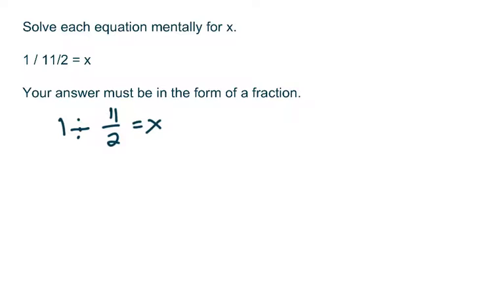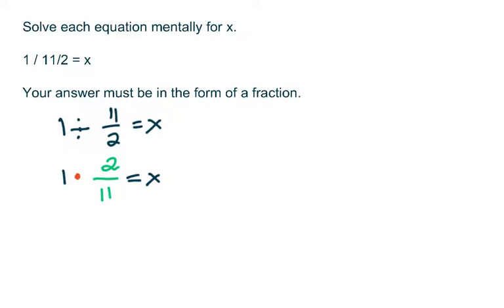So I know that when I'm dividing by a fraction, the process that I use is I replace the division with multiplication and I multiply by the reciprocal. So reciprocal is when you take the numerator and write it as the denominator, and you take the denominator and write it as the numerator, and that is the reciprocal. So 2/11 is the reciprocal of 11 halves.